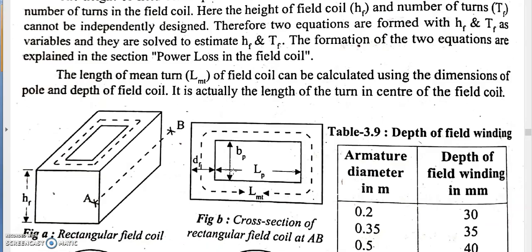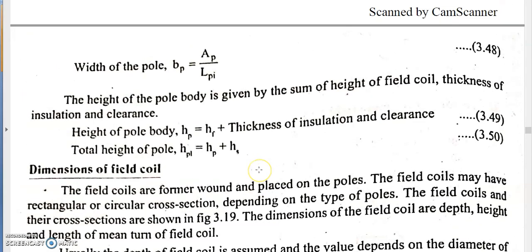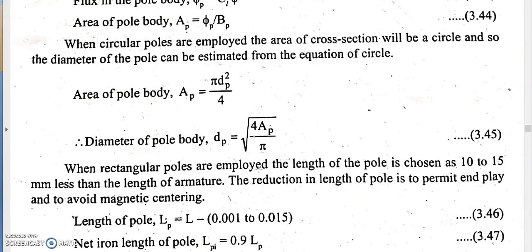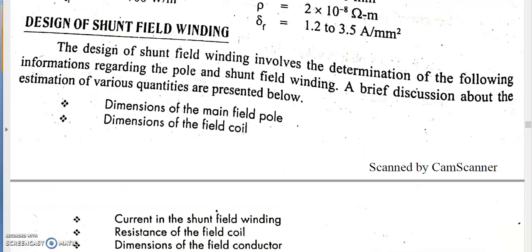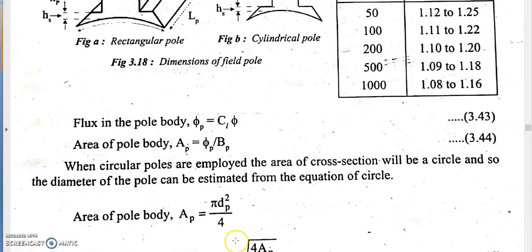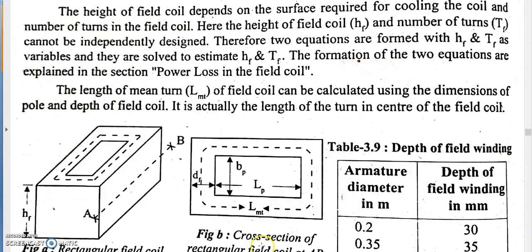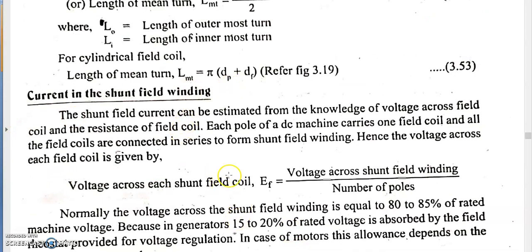Okay. So we have estimated the length of mean turn of the field winding in both rectangular section and cylindrical section of the field coil. So in this design of shunt field winding, we have now completed the design of the field system. Field coil design we have completed. Then we will be calculating current, resistance, dimensions of the field conductor and number of turns. Then based upon the losses, we will be estimating 2 more unknown parameters of the field coil, that is HF, and the total number of turns we will be calculating. Okay. So next is the current and resistance of the field winding.